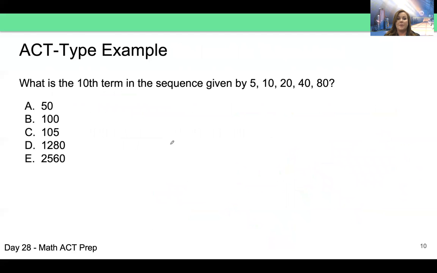Let's look at our example. What is the 10th term? And this is where the formula is going to help you be faster. So take a moment, pause, take about 5-10 minutes, and solve this example, and then unpause, and we will go over the answer.